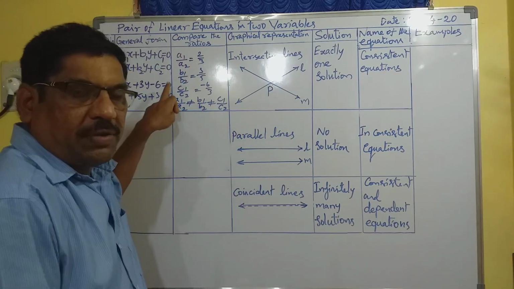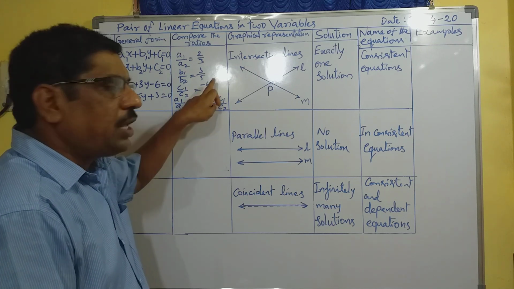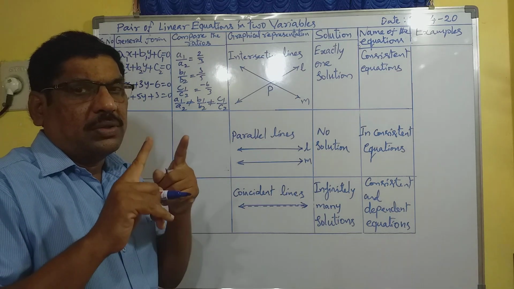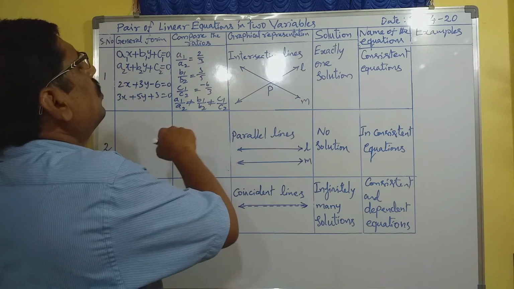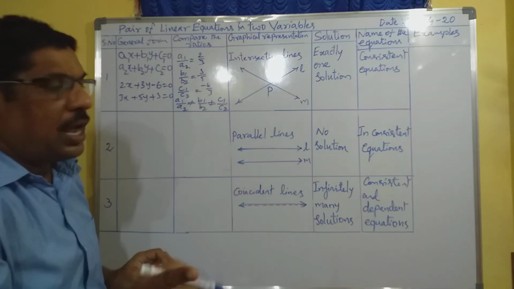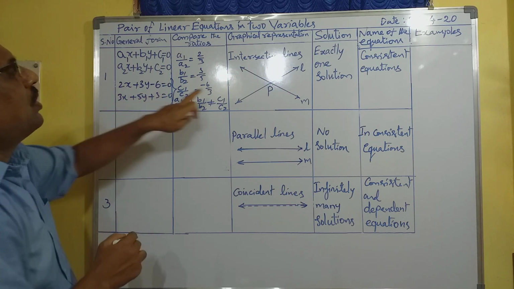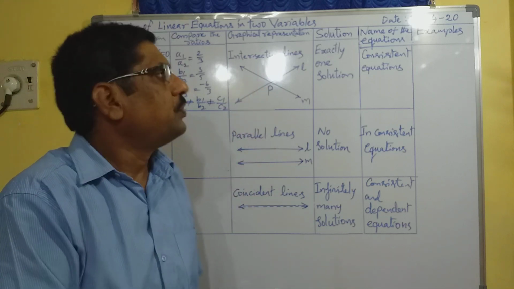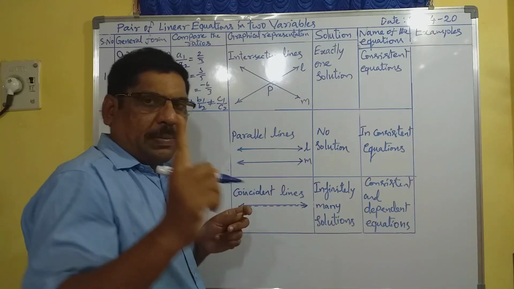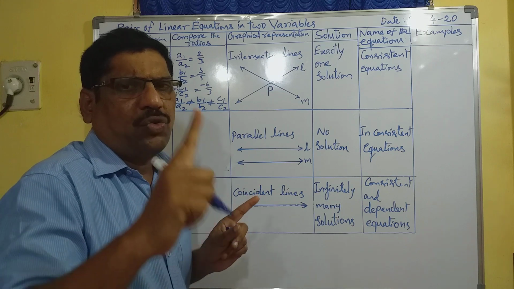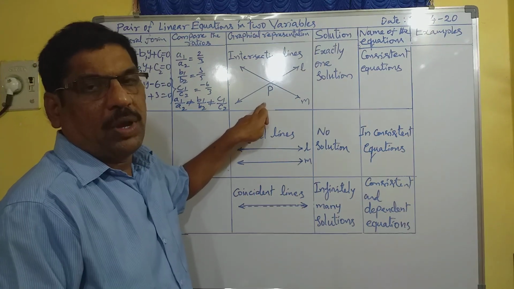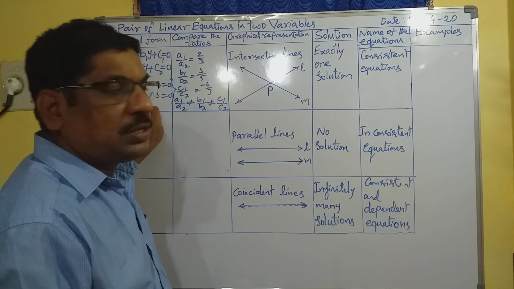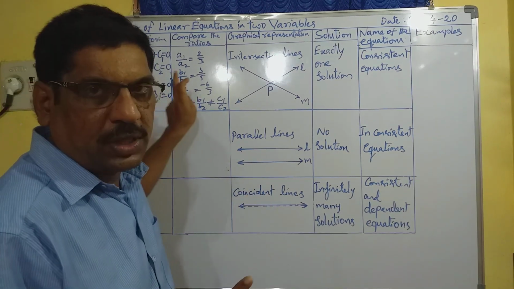If a1 by a2 is not equal to b1 by b2 is not equal to c1 by c2, then we get intersecting lines for the given equations. If you draw the graph for this pair of linear equations, definitely we get two lines. They intersect each other at a point like this. So here the two lines intersect at only one point. So we can say that there is only one solution for the equations, because we get intersecting lines at only one point.